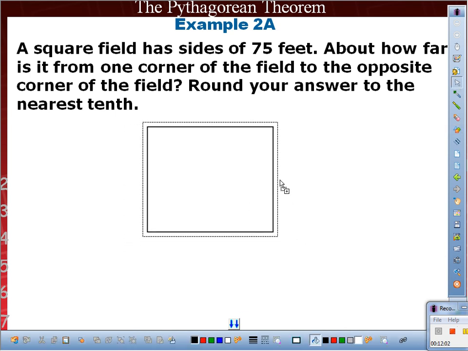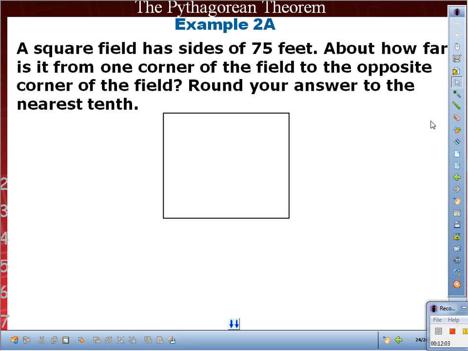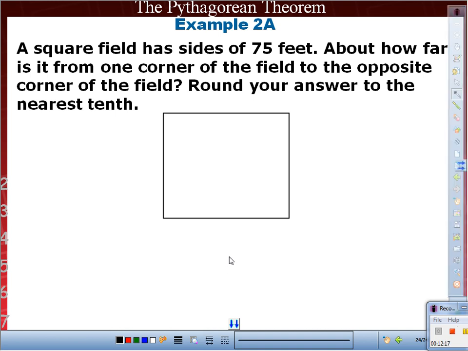Nice and straight like mine. Except we can't draw a straight line or square unless we have a ruler or an index card. You can do it. I have faith in you guys. All right. What else does it say?